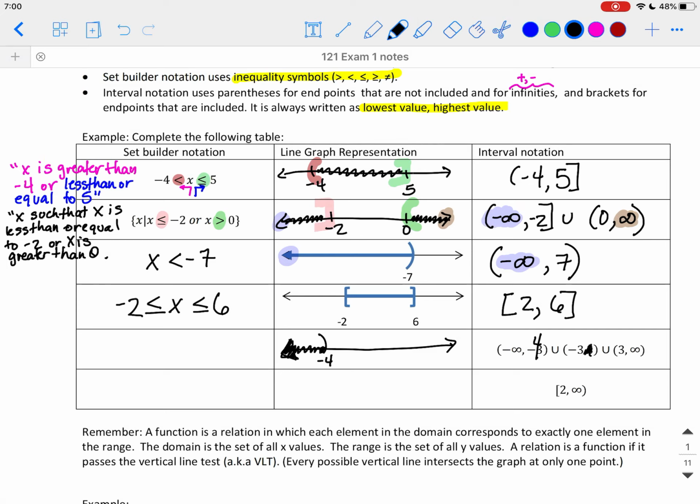And then it says from -3, and this should be a comma 3. So from -3 to 3. And they are both in parentheses. And then from 3 to infinity.